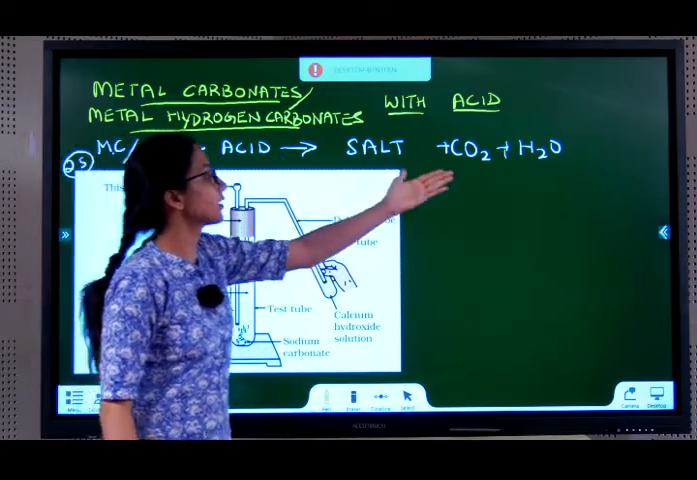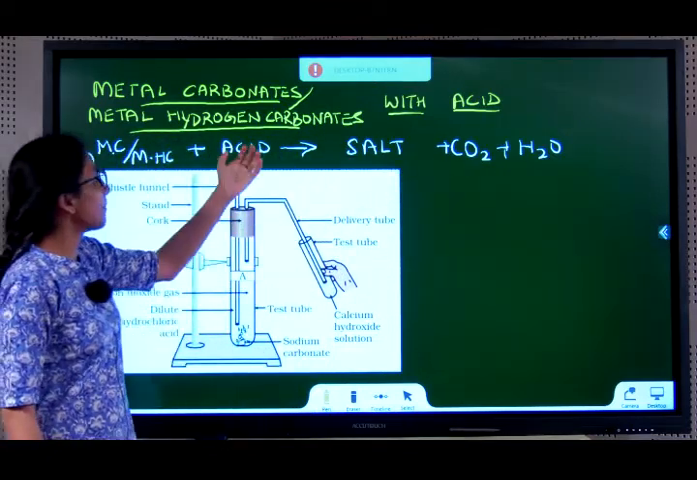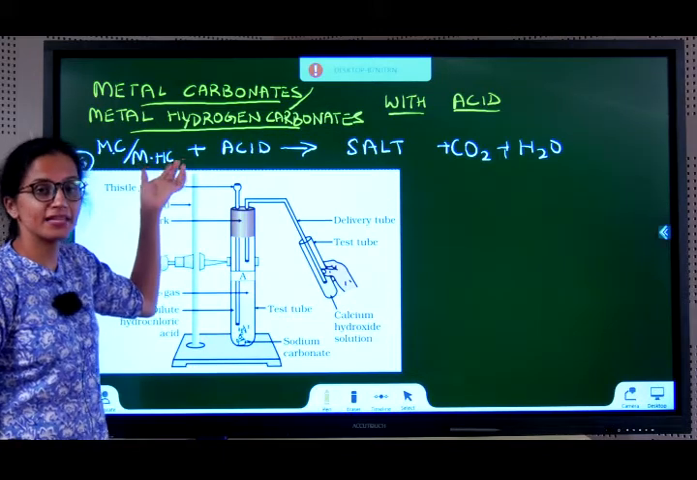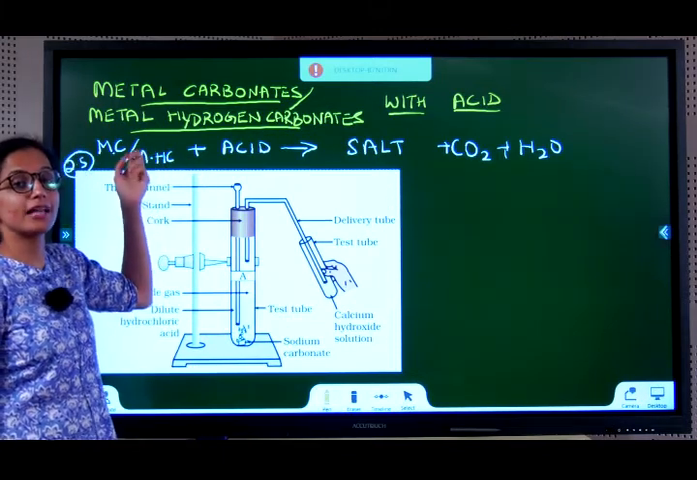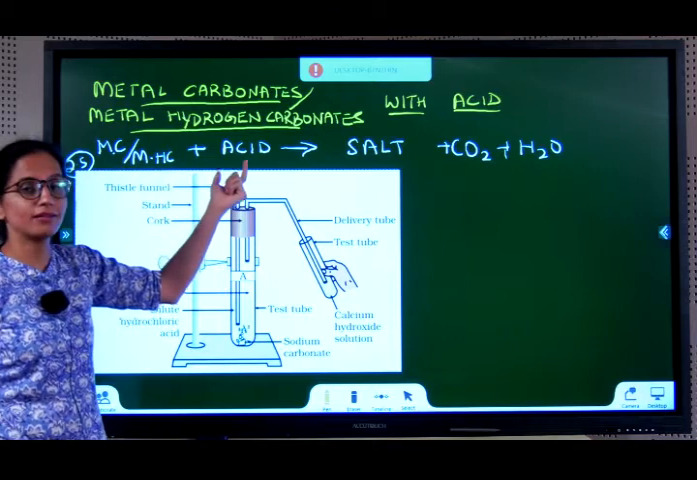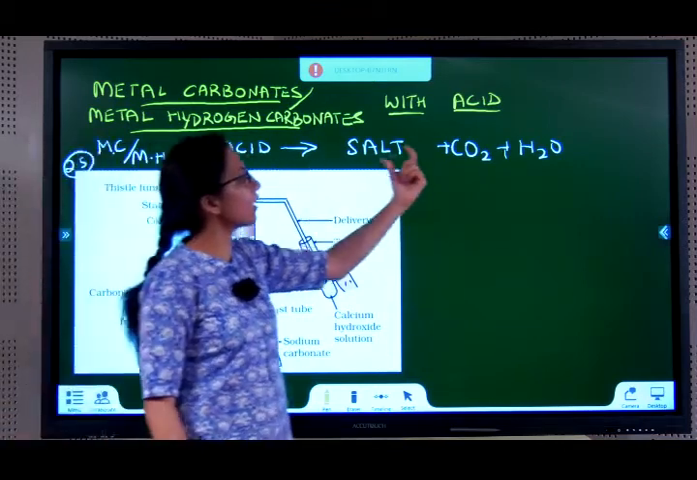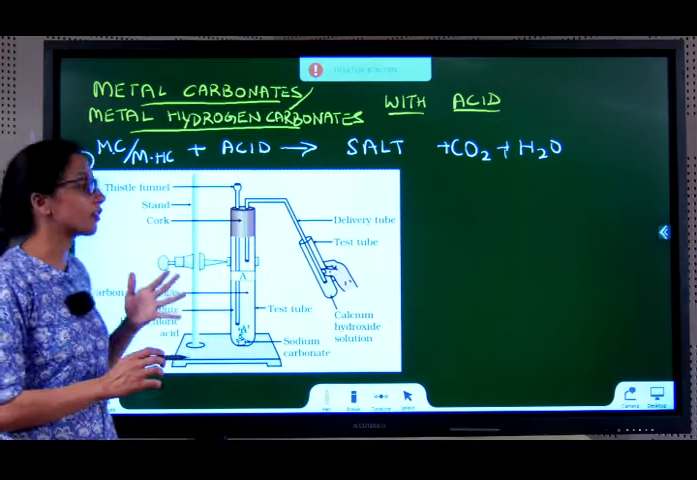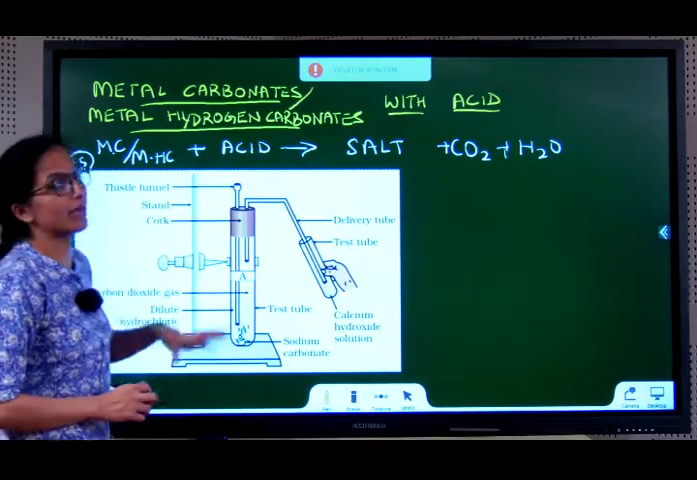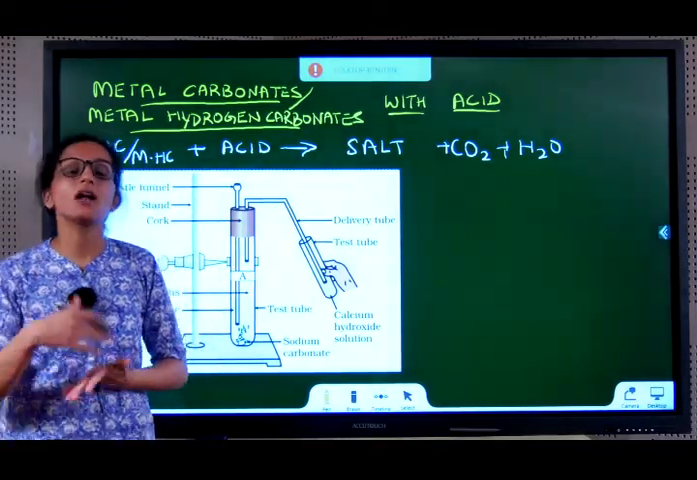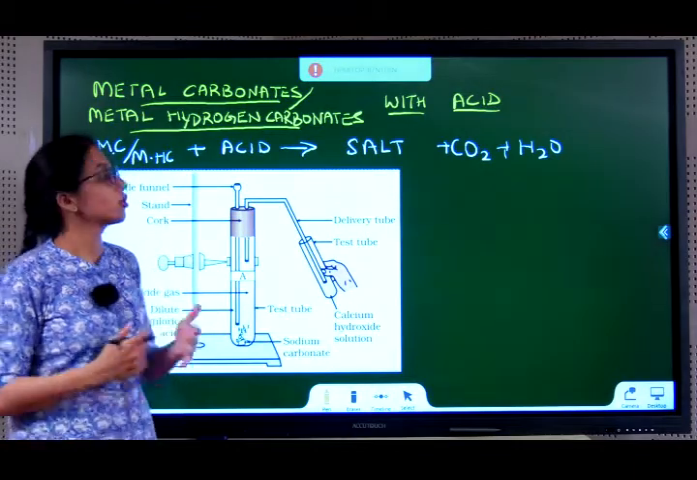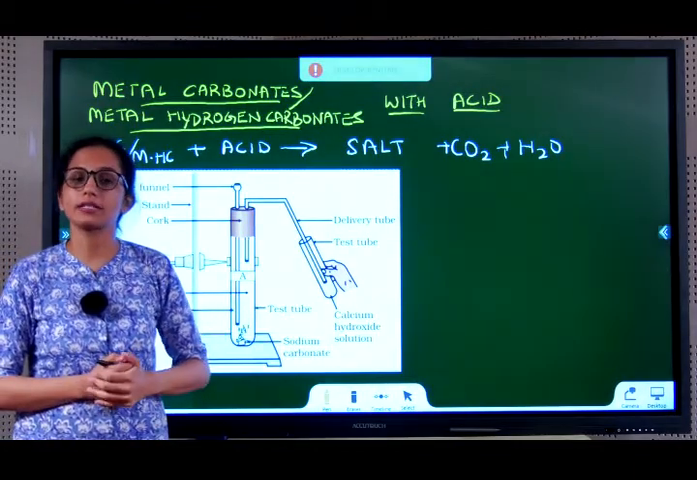Along with that there is water. Acid and base: this is slightly basic. Carbonates and hydrogen carbonates are slightly basic. So base will react with acid to give salt and water, which is why you have the salt and water. So you can conclude, if metal carbonates or metal hydrogen carbonates react with an acid, we get the products as salt, water and carbon dioxide gas.